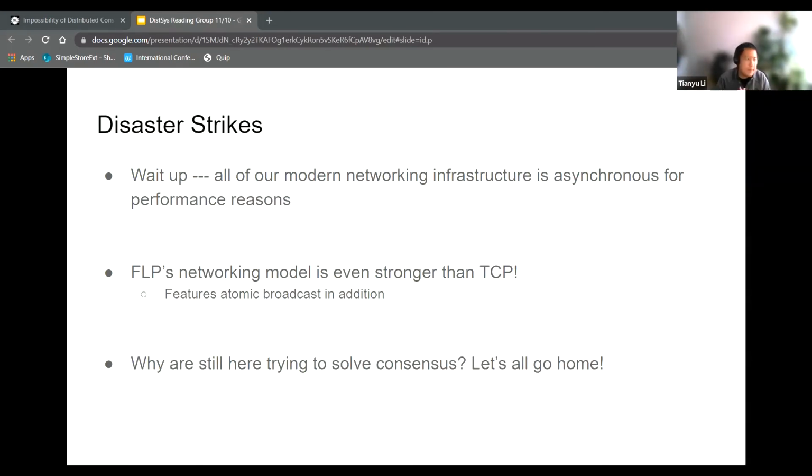Okay, so wait up. All of our modern networking infrastructure is asynchronous, and for good reasons too, right? You cannot make synchronous networks performant for most of the cases we have these days. Now, FLP's networking model is actually much stronger than TCP. We have atomic broadcast and all these nice guarantees like strict FIFO, without even having to do any retry or congestion control. Why are we still here trying to solve consensus? We can't do it even for a super strong networking model. Let's just all go home. This is hopeless, right?